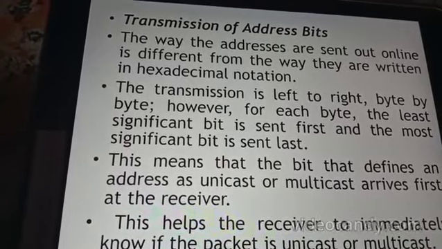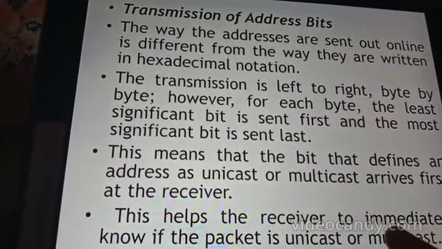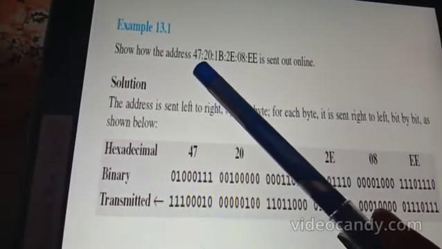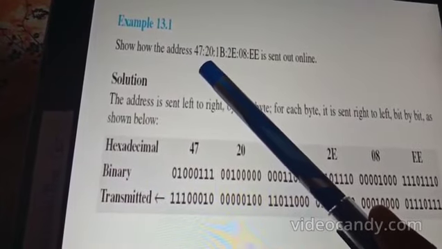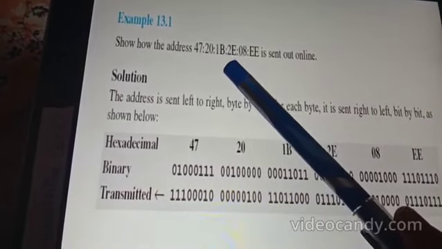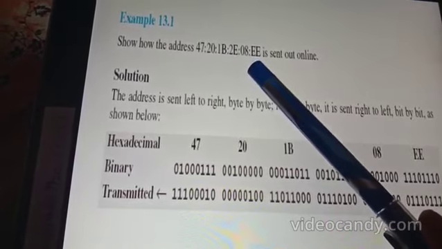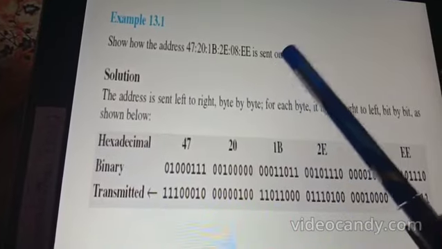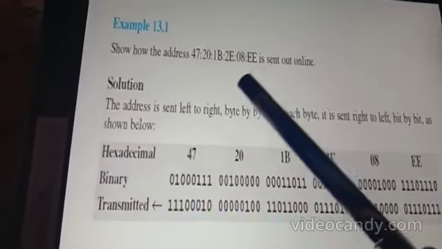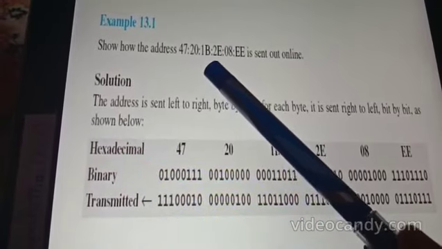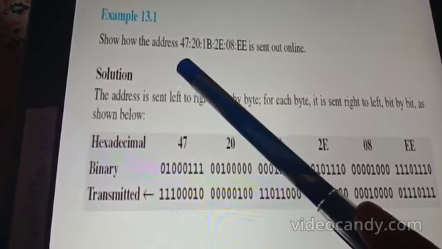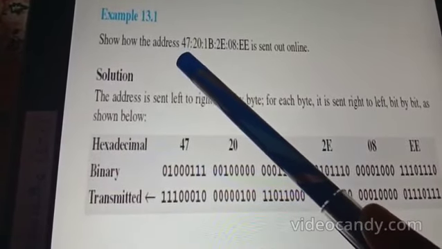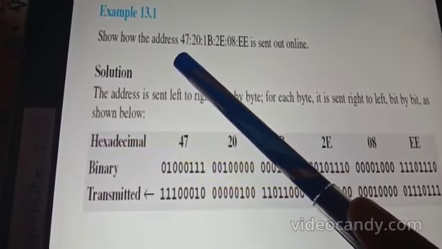Now the transmission of the address bits can be explained as follows. Consider as an example the Ethernet address 47:1B:2E:08 followed by EE. Show how this address is sent out online. The information which comprises the address will be sent from left to right, byte by byte. So 47 is 1 byte, and it is the first byte which has to be sent out.